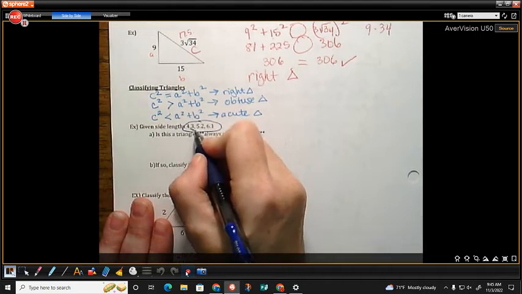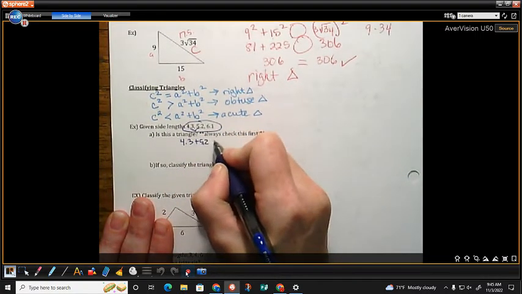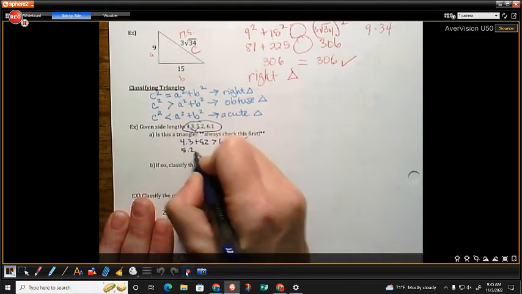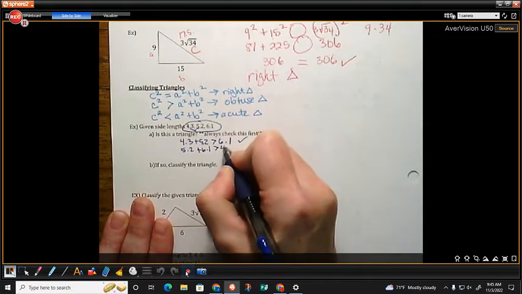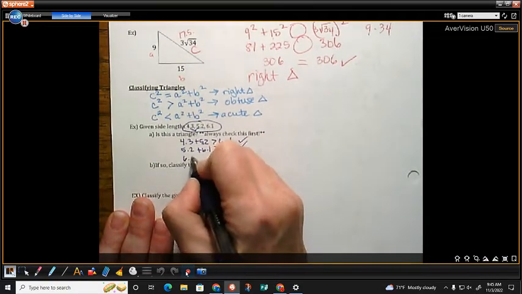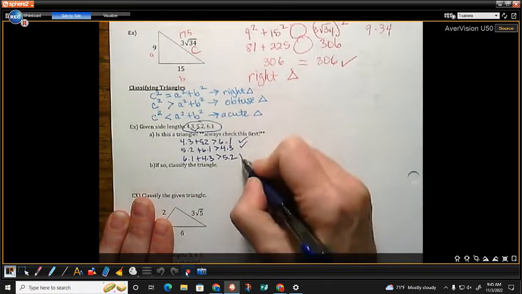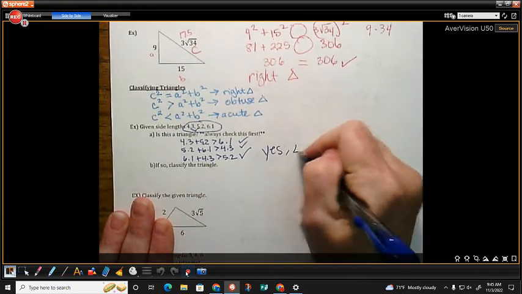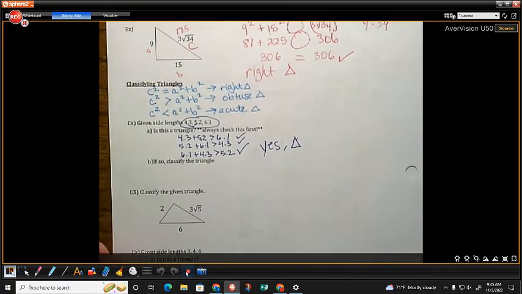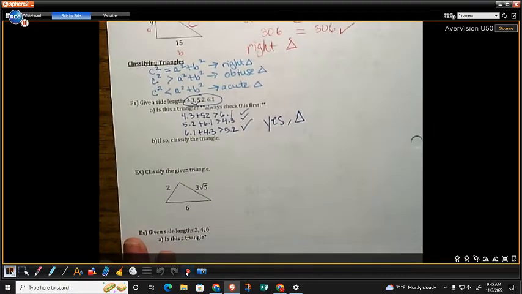So somebody check for me. What's 4.3 plus 5.2? Is that bigger than 6.1? Yes. Okay. Is 5.2 plus 6.1 bigger than 4.3? Yes. Okay, y'all are checking for me. Is 6.1 plus 4.3 bigger than 5.2? Yes. Cool. So yes, we have a triangle. You want to check that first in case I'm trying to bamboozle you. And you know I will do it because I am out to get you and torture you.